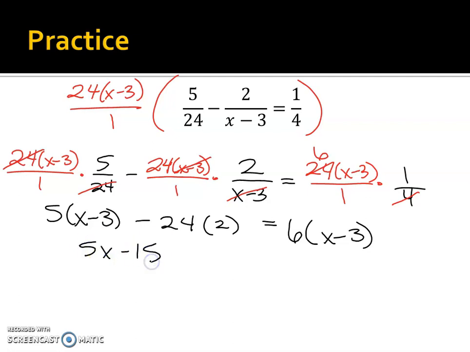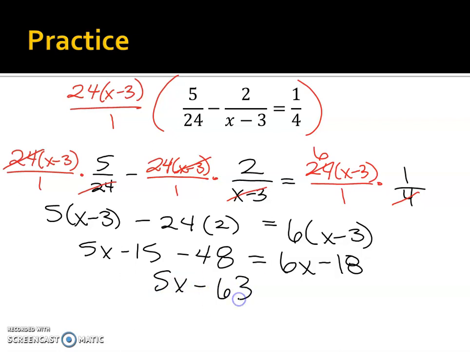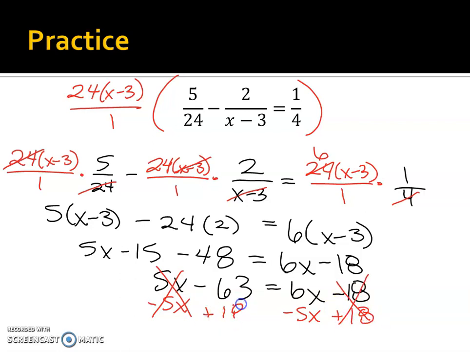5x minus 15 minus 24 times 2 gives me a negative 48. 6x minus 6 times 3 is 18. That's a 5x minus, so that would be 63. 5x minus 63 equals 6x minus 18. Now I'm just trying to get my x's together, so negative 5x to cancel that there. Do the same to the other side. Positive 18 to get rid of that 18 there. Positive 18 on this side. So negative 63 and a positive 18.